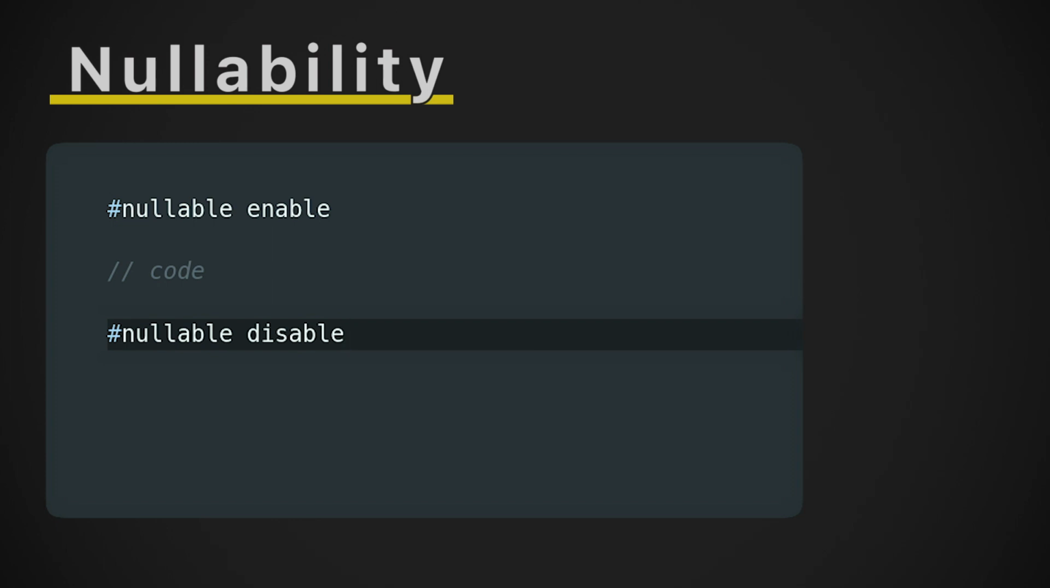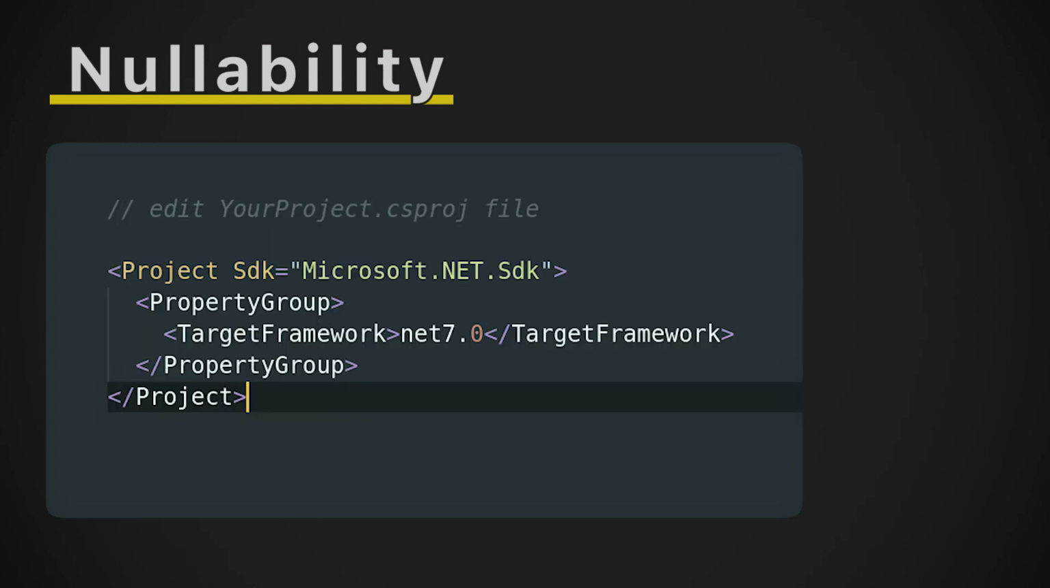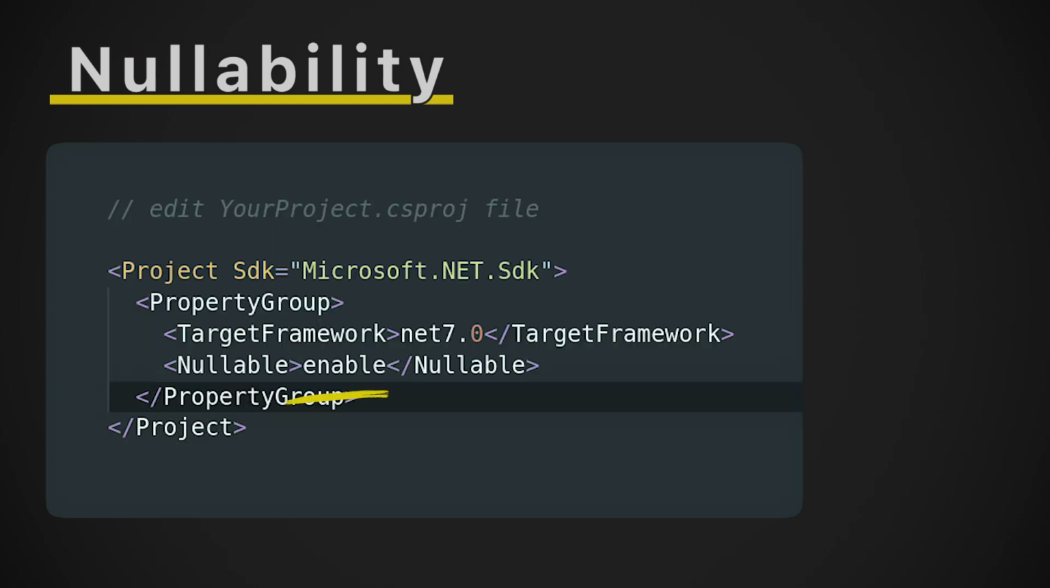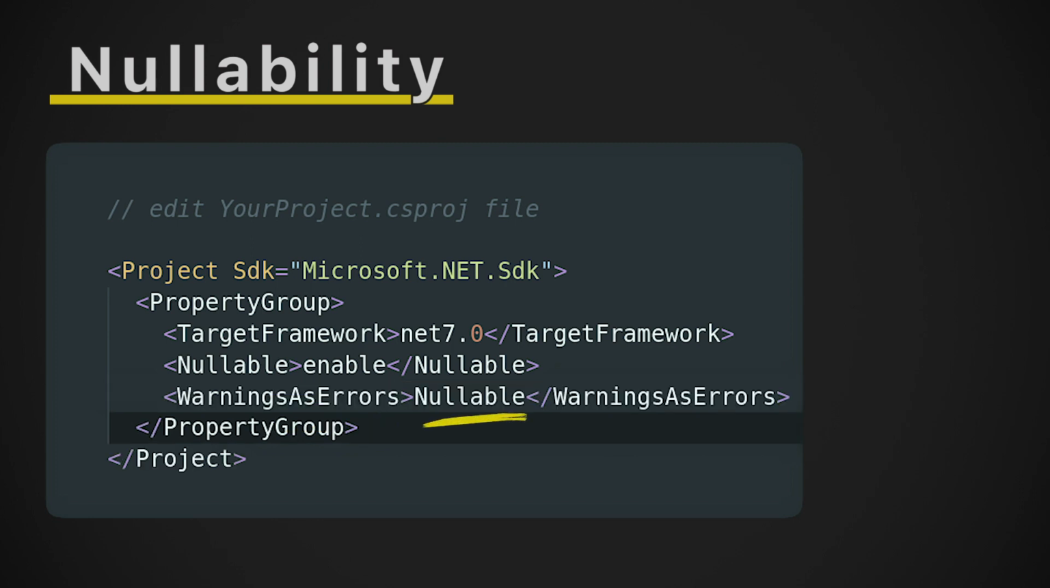One way to do it is to use the nullable annotation, enable and disable, per file or per code piece. Although the name is called nullable enable, it will actually disable null values in the reference types. Another way to do it is to enable it globally per project: edit your csproj file, then add the nullable enable field, and treat warnings as errors for nullability.